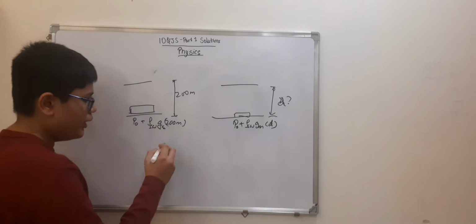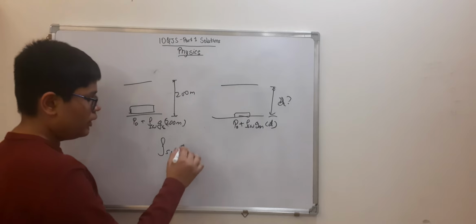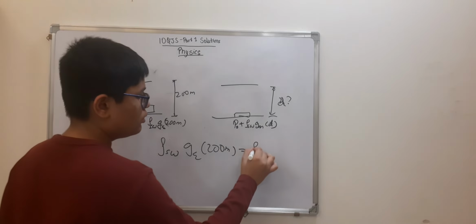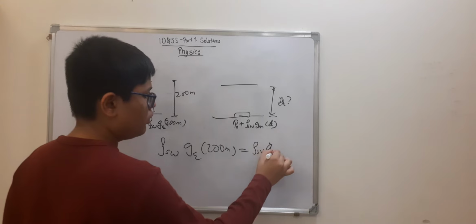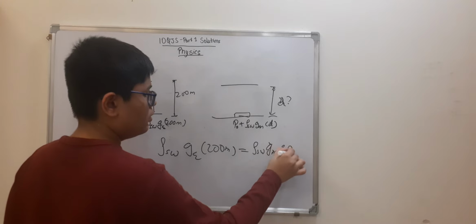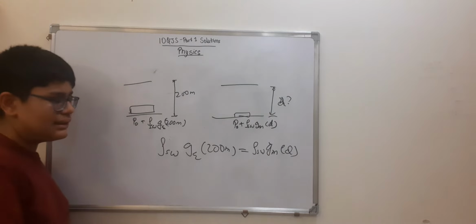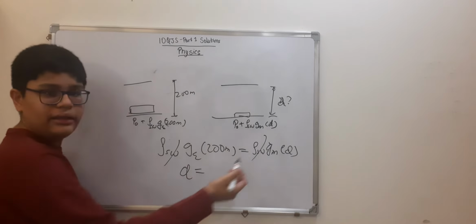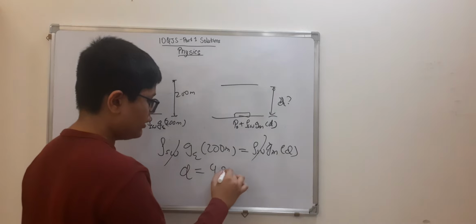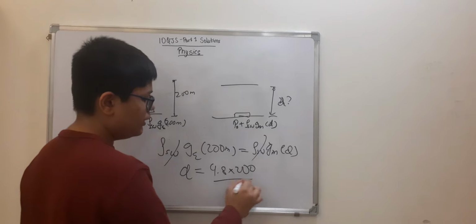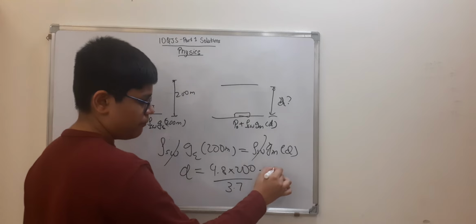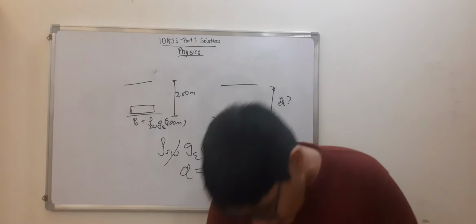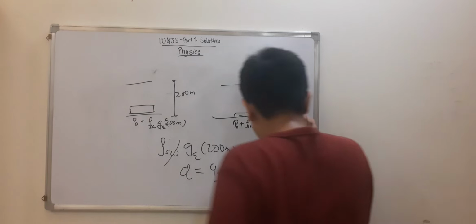So you basically have to equate rho of seawater into g of Earth into 200 meters to rho of seawater into g of Mars into depth. Now rho of seawater is the same, so you can cancel that. So basically you will get D equal to, if you put the values, 9.8 into 200 divided by 3.7, which is 530 in meters. So that is the correct answer. So the answer will be option C. Let's move on to the next question.